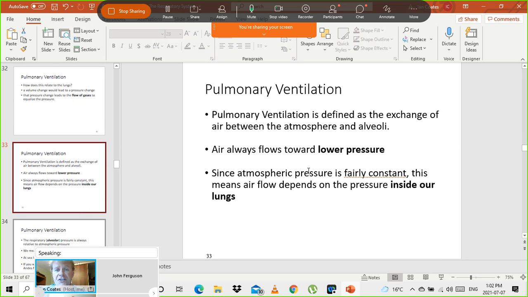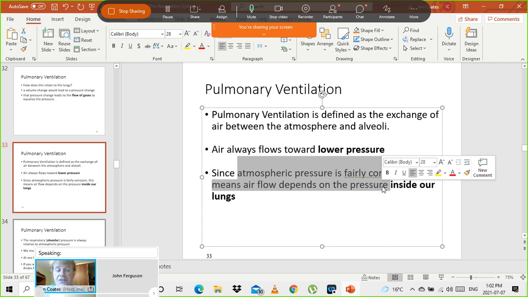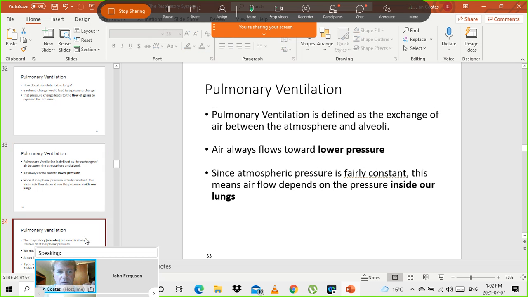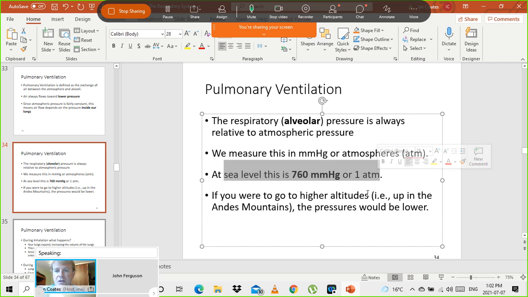Pulmonary ventilation is defined as the exchange of air between the atmosphere and alveoli. Air always flows towards lower pressure. Since atmospheric pressure is fairly constant, the airflow depends on the pressure inside the lungs. The lungs are always going to be a little under or a little over. Sea level is 760 millimeters of mercury, or one atmosphere.